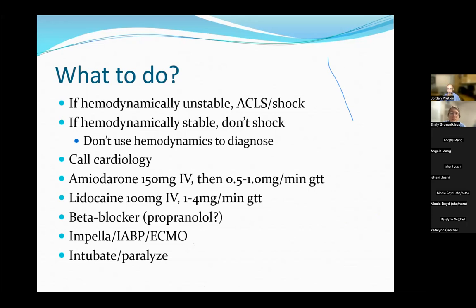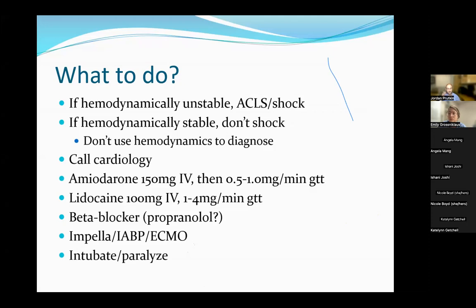There's some data, if their blood pressure is decent enough, for giving propranolol specifically in people who have VT storm. And then especially if this is occurring in someone who is having a significant heart failure exacerbation, then we're talking about some sort of mechanical support. So whether that's something called an Impella, whether that's a balloon pump, IABP, intra-aortic balloon pump, ECMO we might be doing for some people.